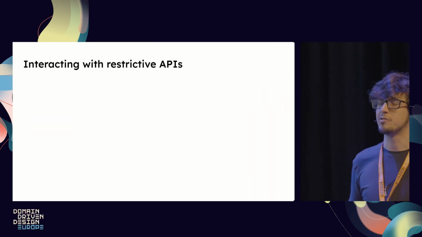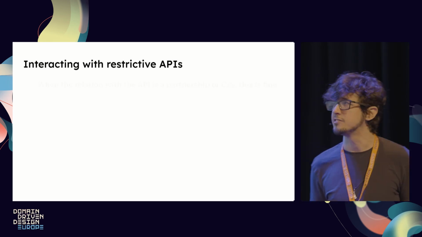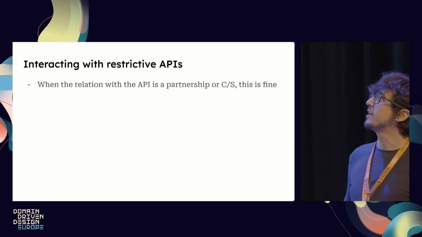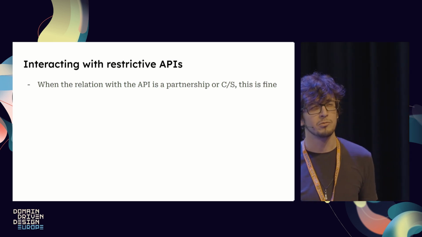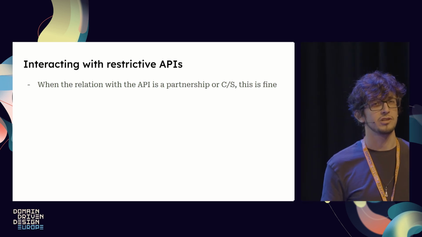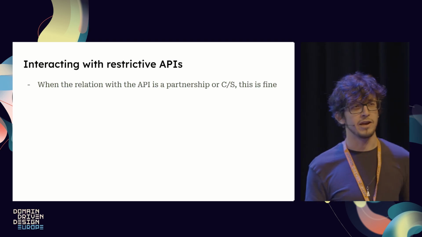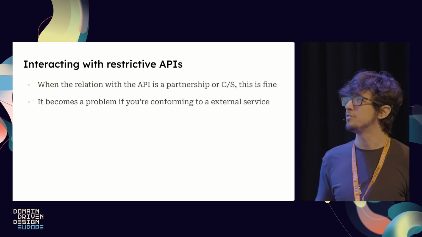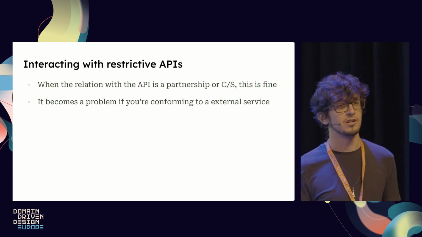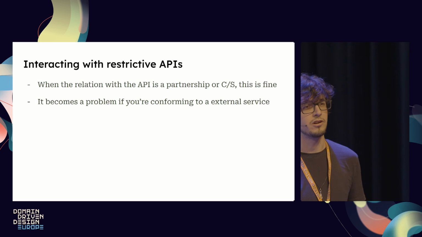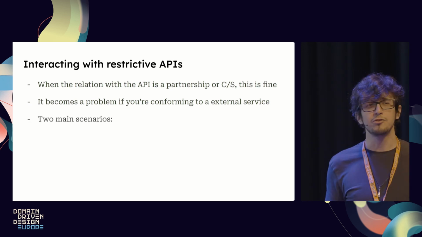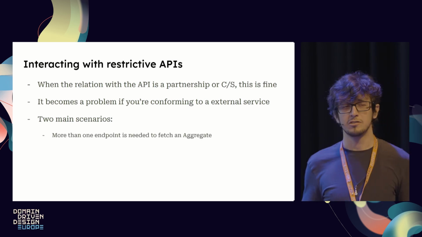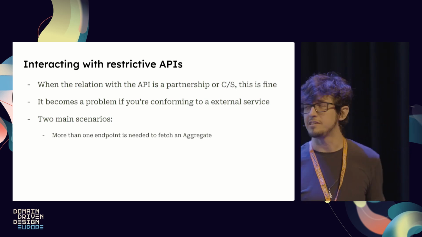So how do we interact with restrictive APIs in front-end applications? When the relation between the API's bounded context and the backend is a partnership or a customer-supplier, it's mostly fine. You can just talk to people and see if we can get to a middle ground where the backend is going to accommodate the needs of the front end. But it becomes a problem when the front end is conforming to an external service, where you don't have a say about what your needs are. So we have two main scenarios that might arise in this kind of situation. The first one is when more than one endpoint is needed to fetch a single aggregate.